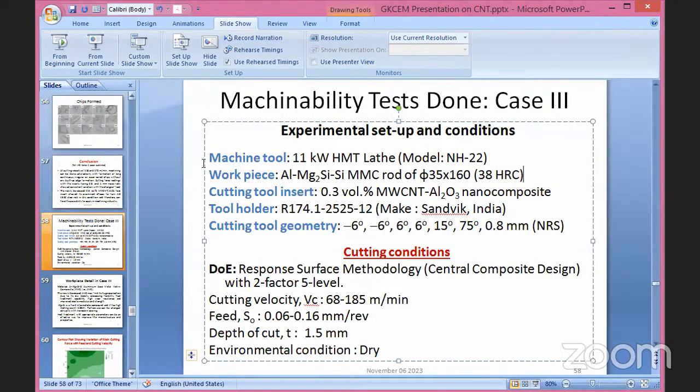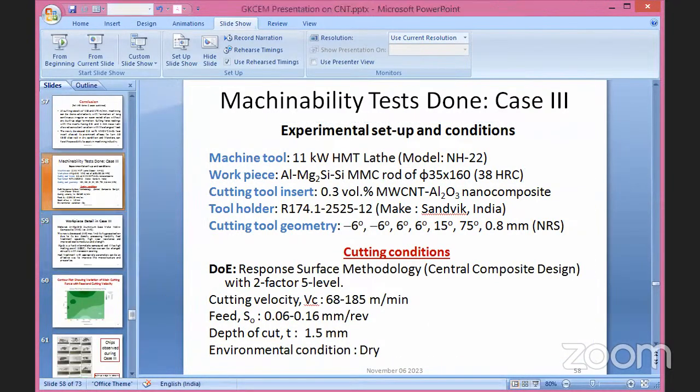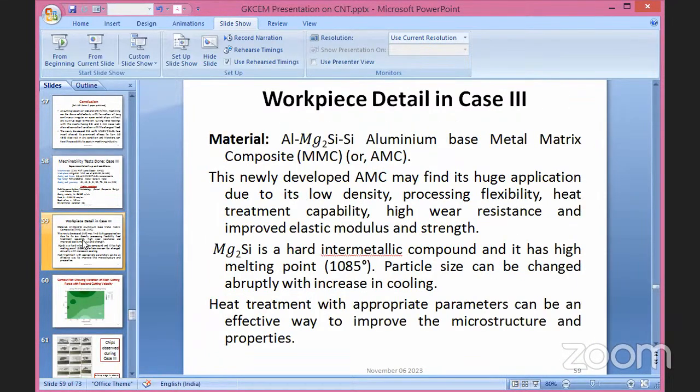Okay. Now I will show some samples of the results available here. Let's first see the typical specialty of this particular workpiece material. Al-Mg2Si-Si is an aluminium based metal matrix composite, known as AMC. This newly developed AMC may find huge application due to its low density, processing flexibility, heat treatment capability, high wear resistance and improved elastic modulus and strength.